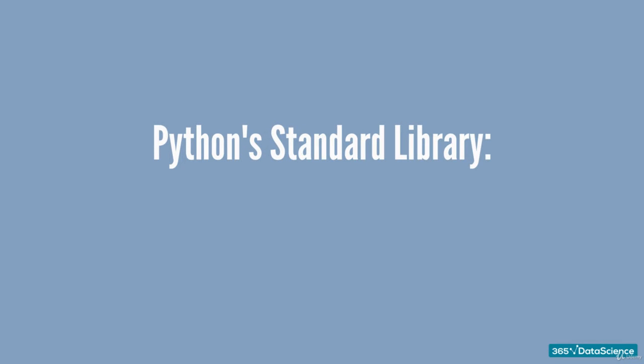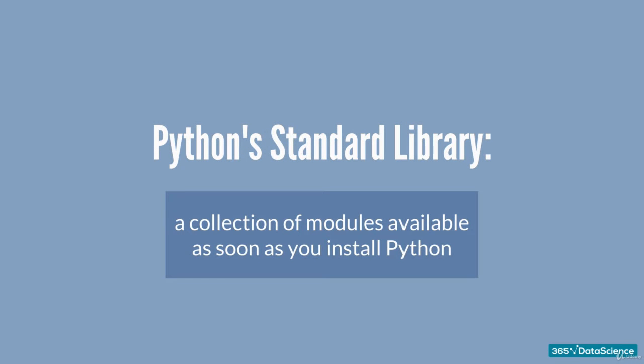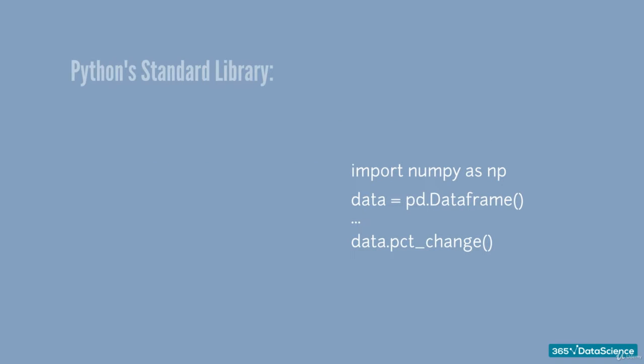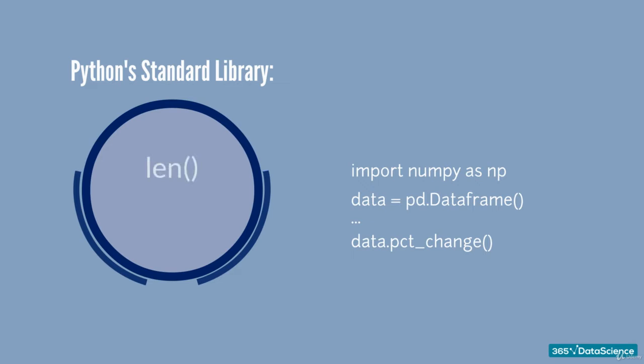Python's standard library is a collection of modules available as soon as you install Python. Do you remember the built-in function len we used earlier in the course? We used it directly, and we didn't have to write down code manually, counting the number of elements in an object, right? Similarly, we use the methods from the list class to extend a list, and we didn't have to define a method on our own before applying it.